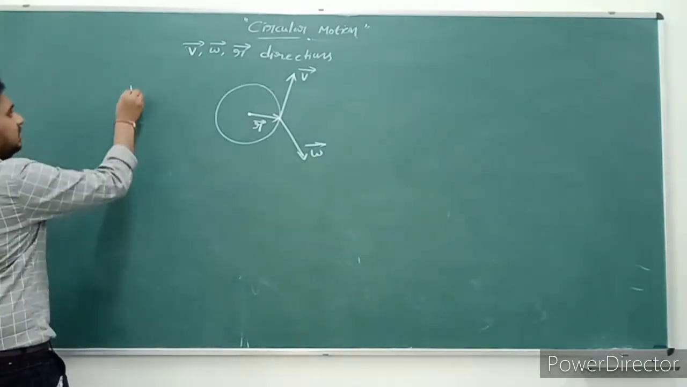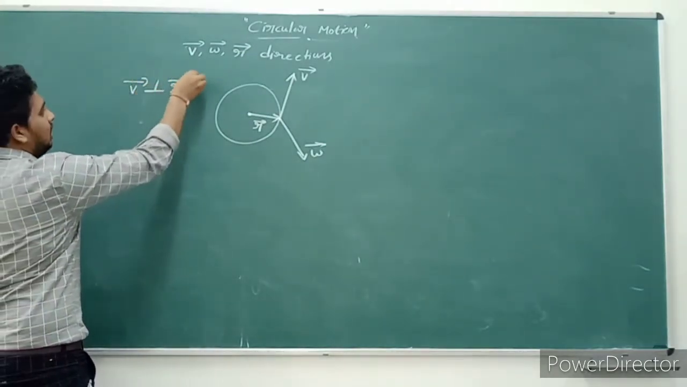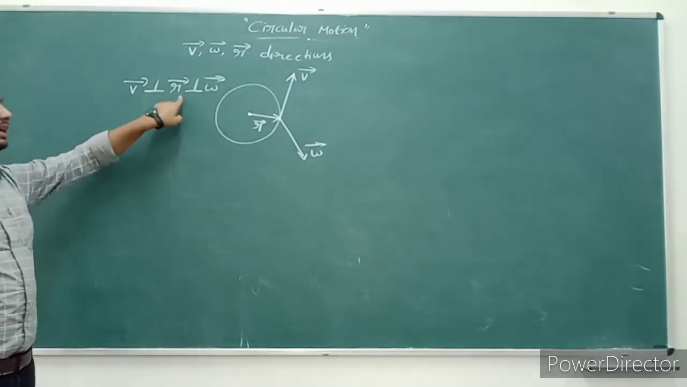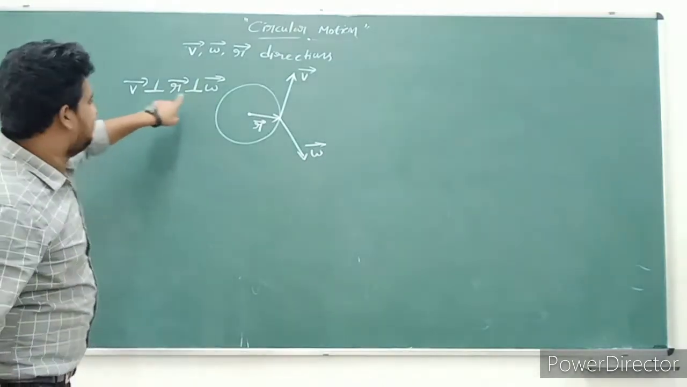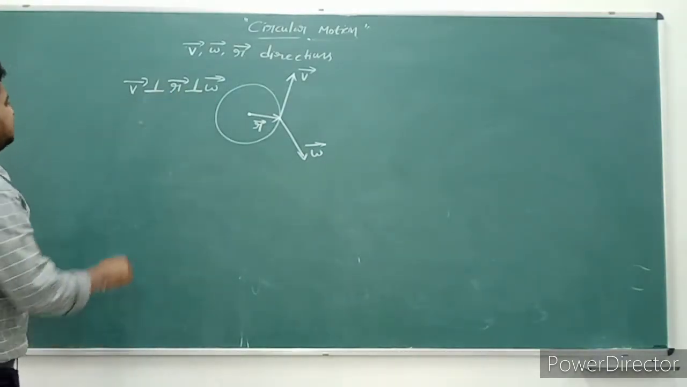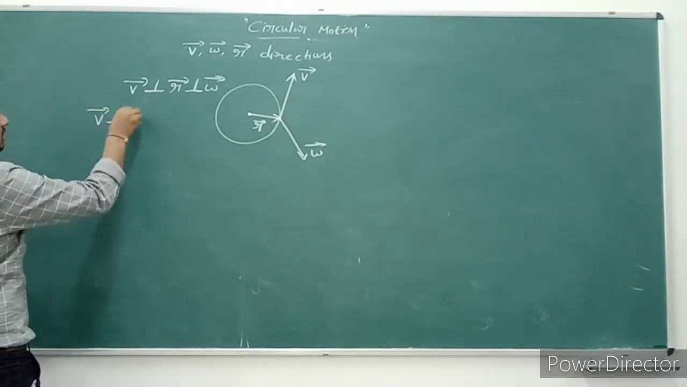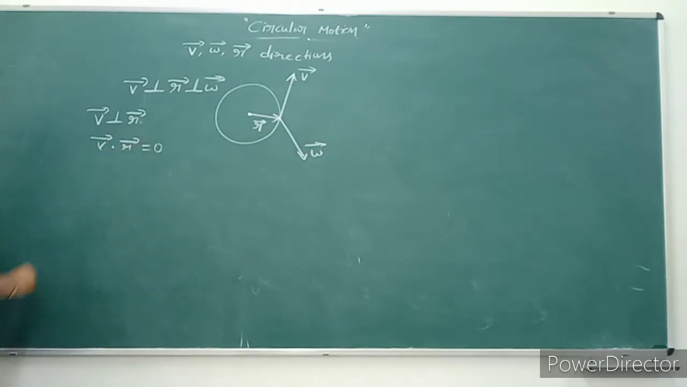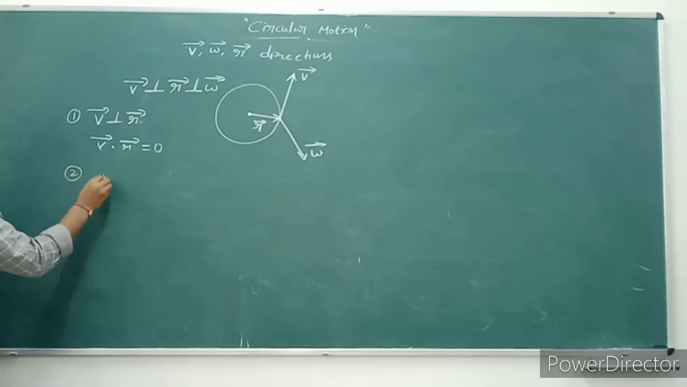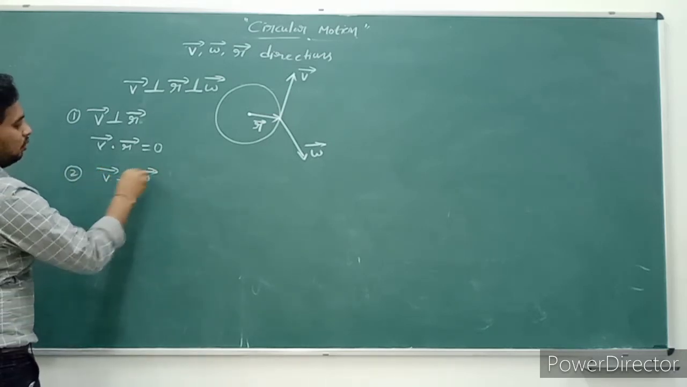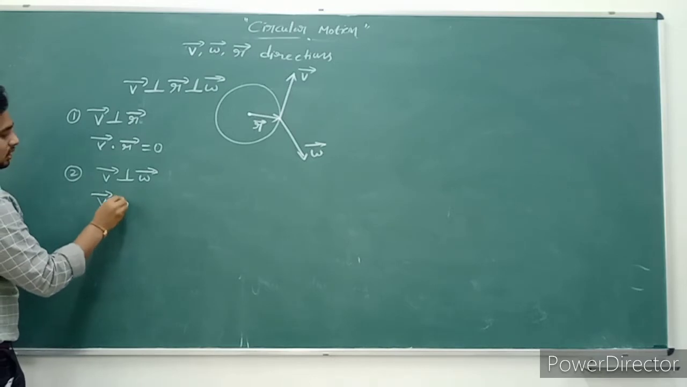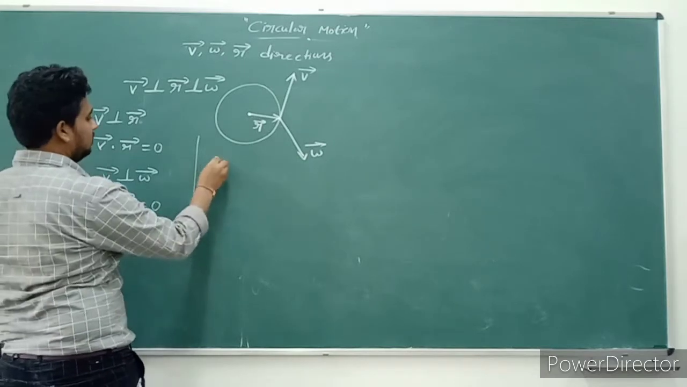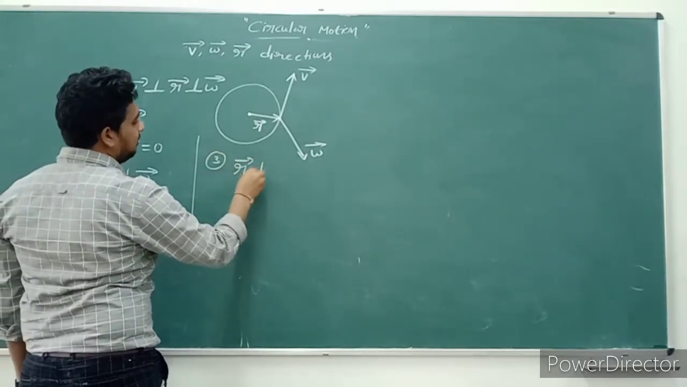That means here V bar is perpendicular to R bar and perpendicular to omega bar. This is very important: the velocity vector, the radial vector and the angular velocity vector. This vector is called the radial vector. The velocity vector is always perpendicular to the radial vector, so V bar dot R bar is equal to 0. This is the first point. One more thing, the velocity vector is always perpendicular to omega bar, so V bar dot omega bar is equal to 0. Third, R bar is always perpendicular to omega bar.